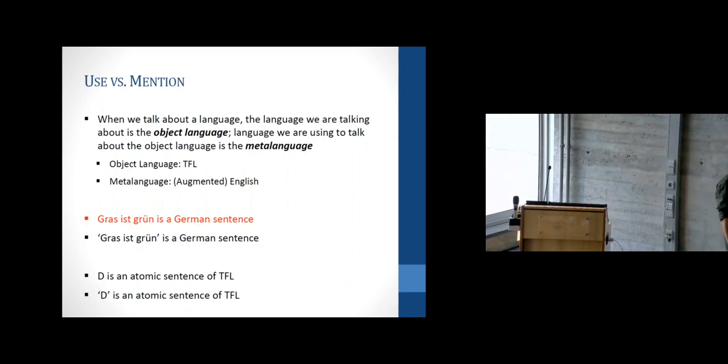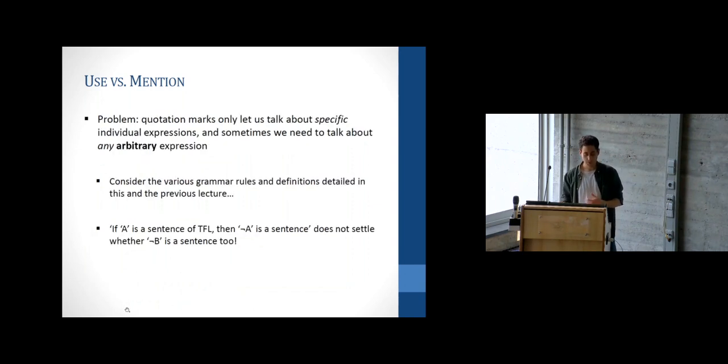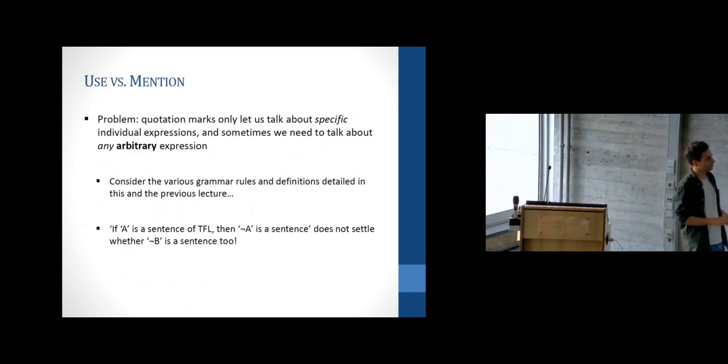And the same thing happens when we talk about TFL. So you can say D is an atomic sentence of TFL. That doesn't really make sense because D supposedly stands for some sentence, right? So you have to put quotation marks to make sense of that. You're saying, I'm talking about an object language in English, and I'm saying something about it. But we don't use quotation marks in logic, okay?